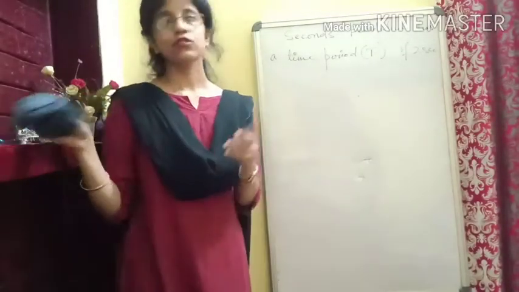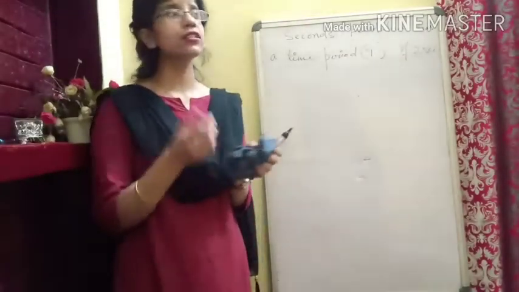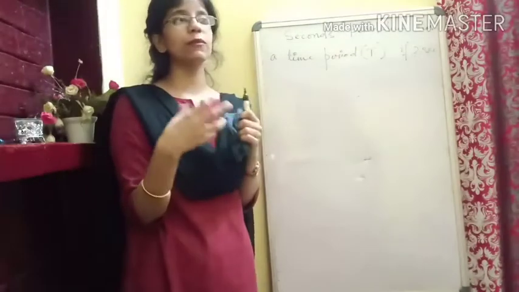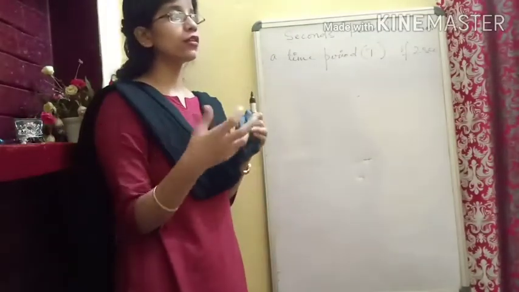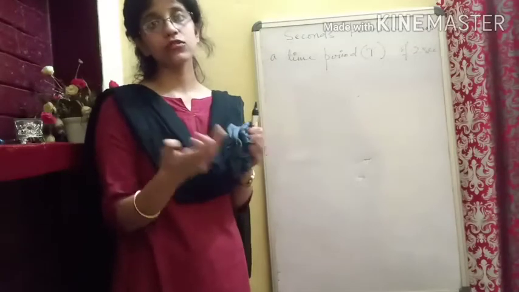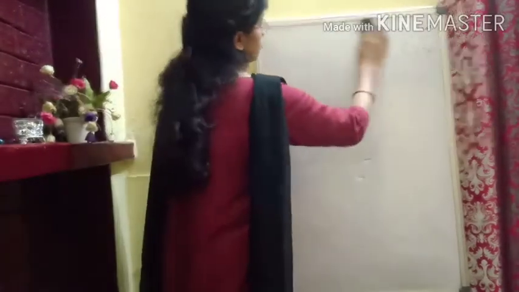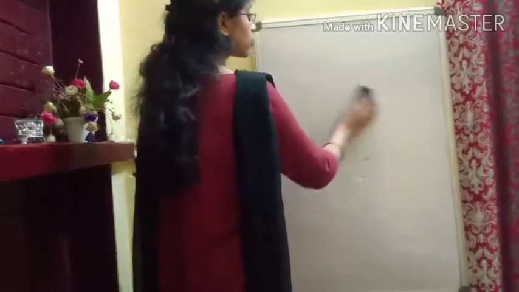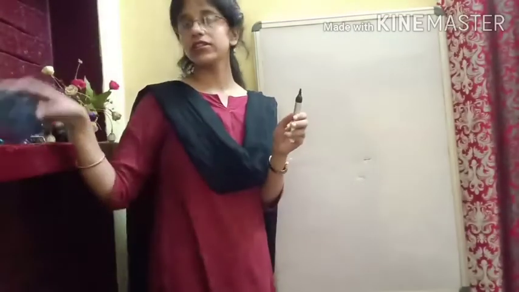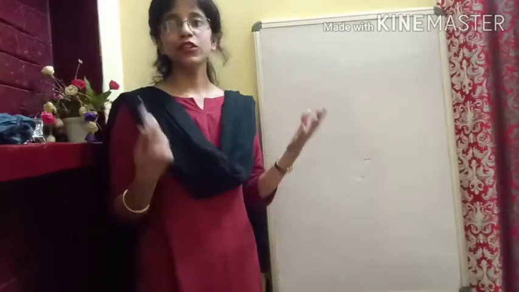Simple. Sometimes the question asks, what is a second pendulum? So a second pendulum is a pendulum which takes 2 seconds to complete one oscillation. I think it is clear now. This was the last topic of our chapter. Now let's see some of the numericals.